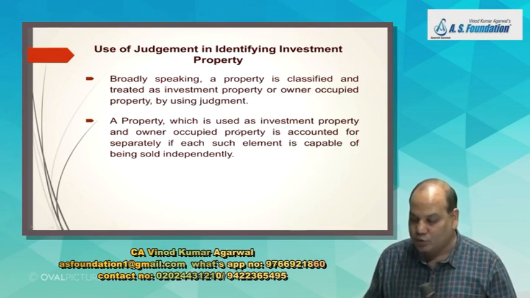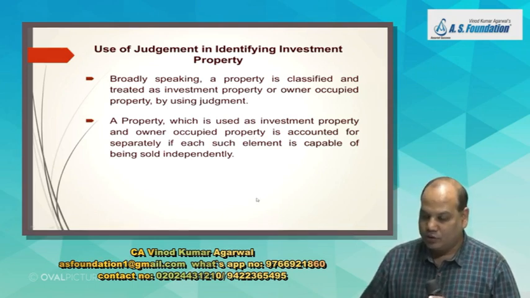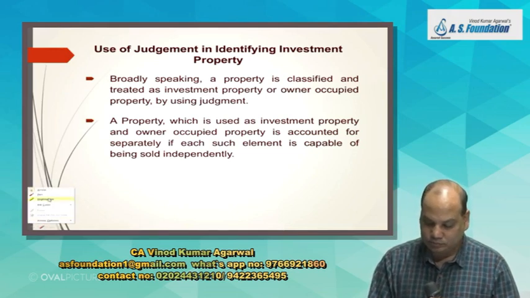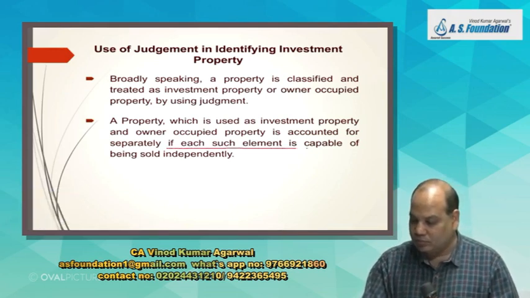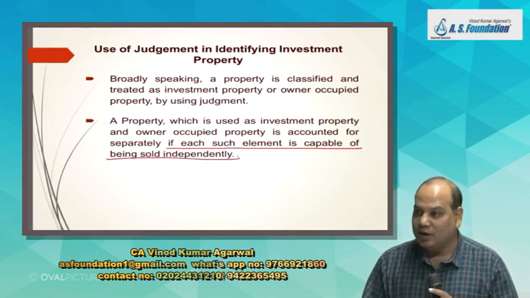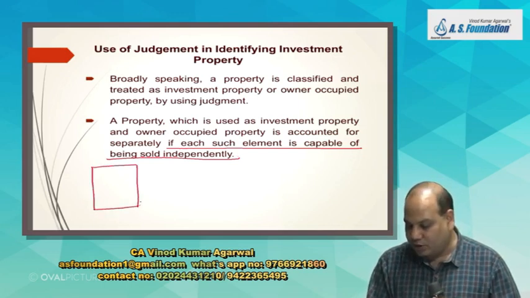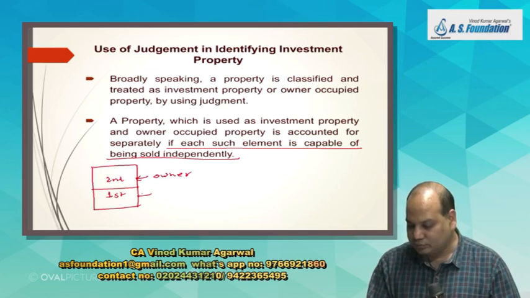A property which is used as investment property and owner occupied property is accounted for separately. Now see, this is the first principle. If each element is capable of being sold independently. Like in this building, there are two floors, first floor, second floor. First floor owner occupied, second is leased out.